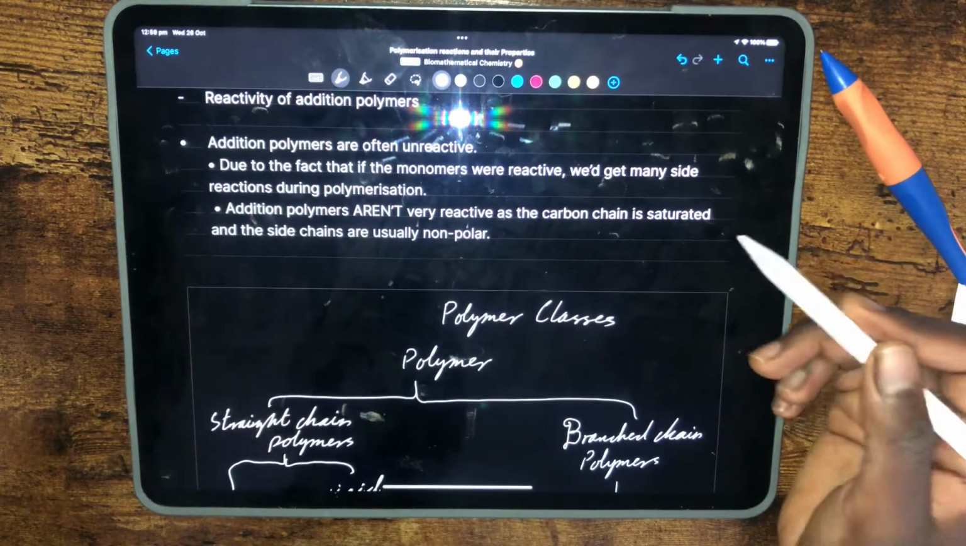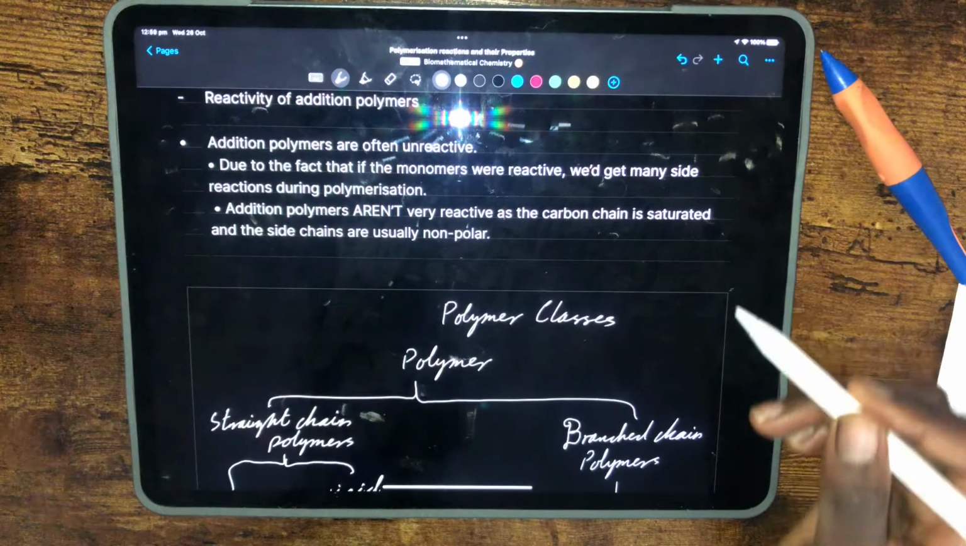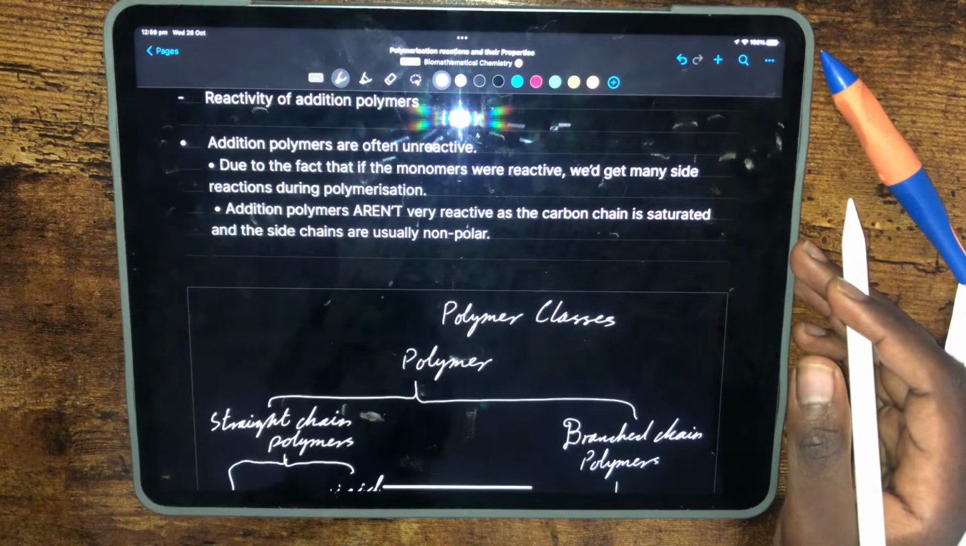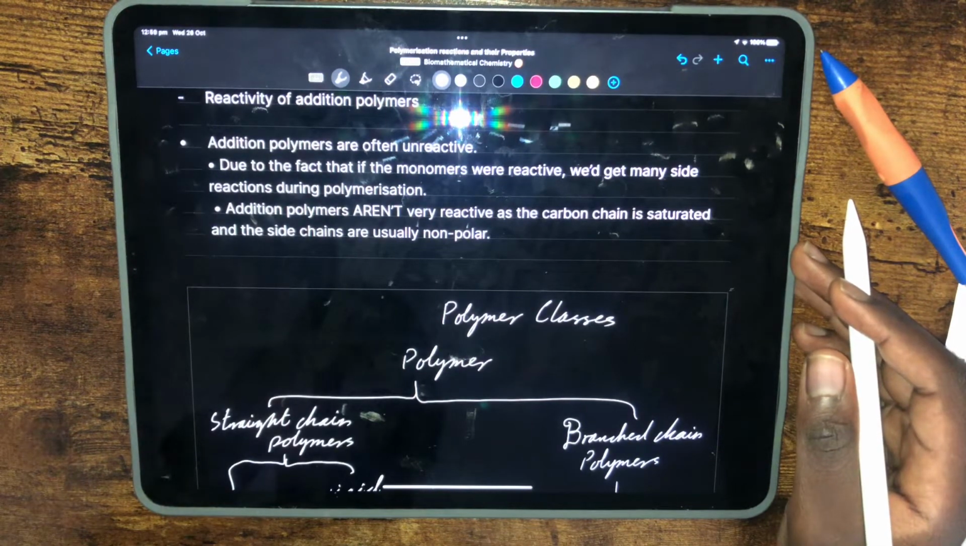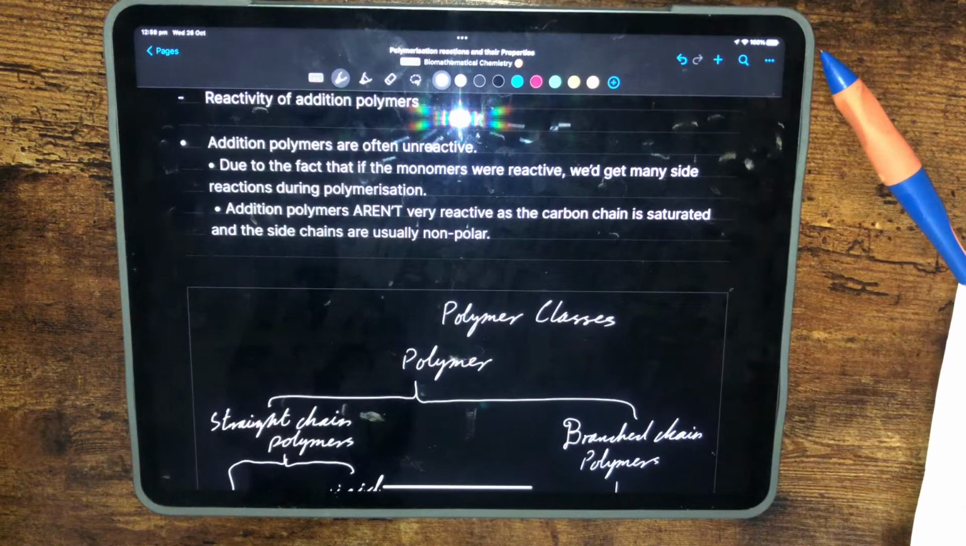I guess there's technically some polarity because the bond is there, but they don't break. A lot of energy is required to break them down. In fact, one of the questions that you might get in your exam is why you would choose a condensation polymer over an addition polymer. It's better to use a condensation polymer because they can be broken down by hydrolysis, making them more biodegradable. A lot of energy is required to break down carbon-carbon covalent bonds, and they're not regarded as being biodegradable. So that shows that they're very unreactive.